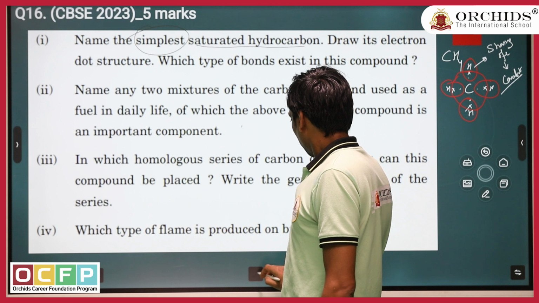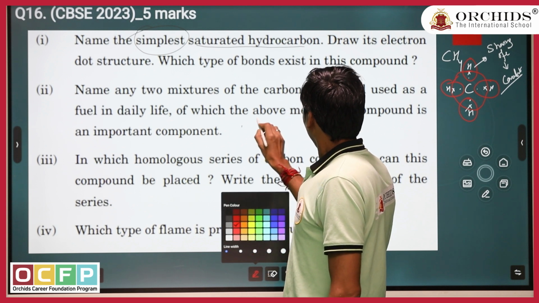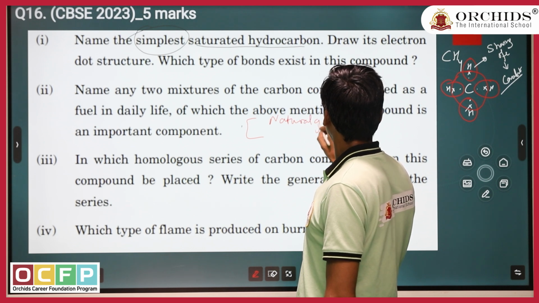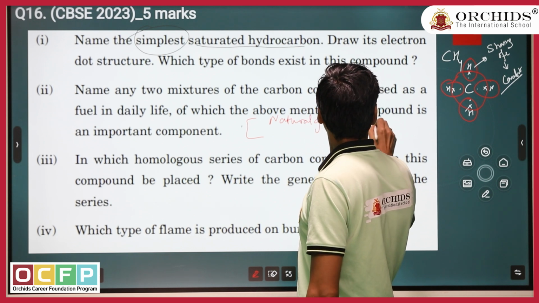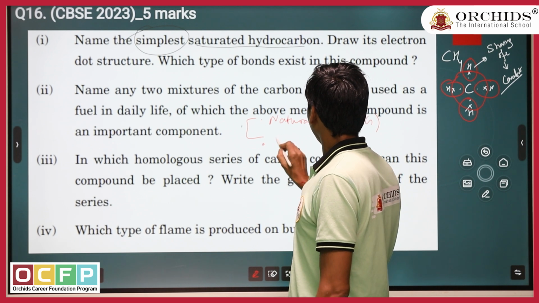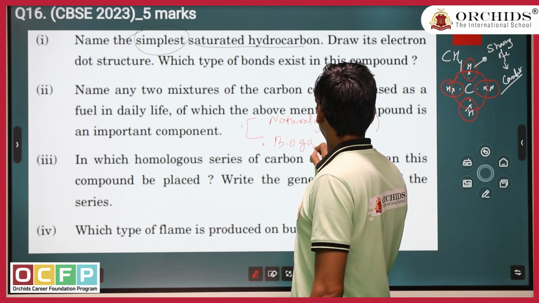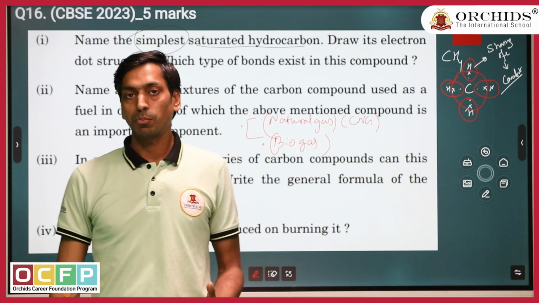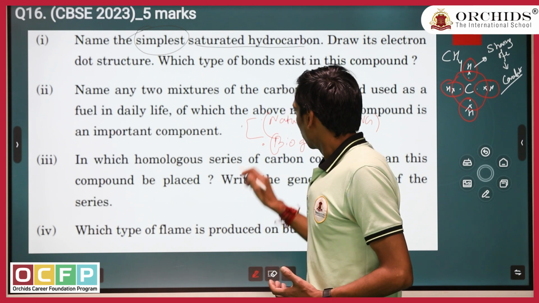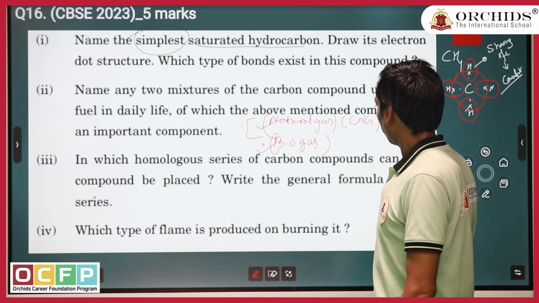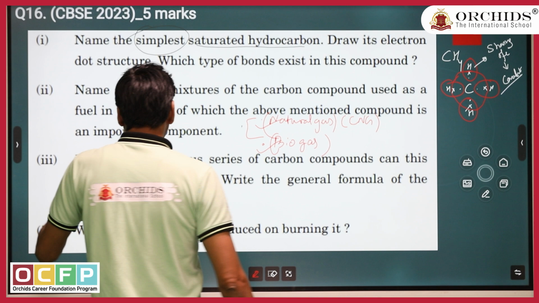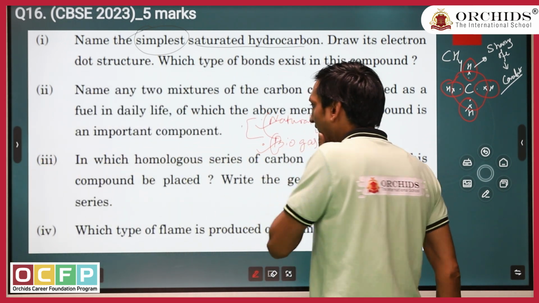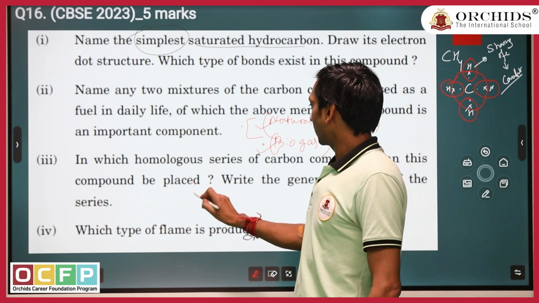Methane is a very important part of natural gas. One mixture is what? Natural gas, we call it CNG, compressed natural gas. And second, biogas. Both are used as a fuel, and the major component in both is your methane. So one mixture is natural gas, that is CNG, compressed natural gas. Second is biogas. The third part of the question is, in which homologous series of carbon compounds can this compound be placed? So we can place it in which series?